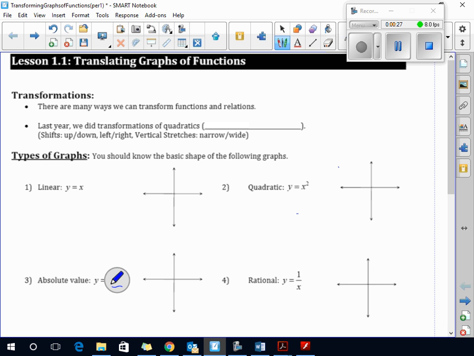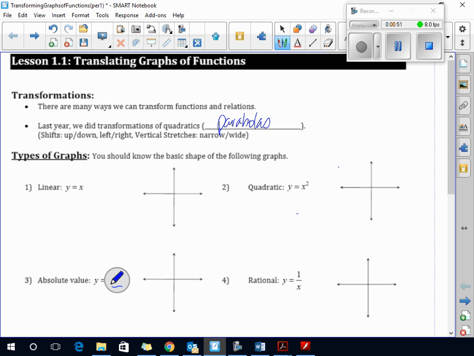So there's many ways we can transform functions and relations. Last semester, we did transformation of quadratics or parabolas, which we shifted up, down, left, right. We also did vertical stretch, meaning we went narrow or wide. Okay, so these are the graphs you have to know, like hands down, what they look like.